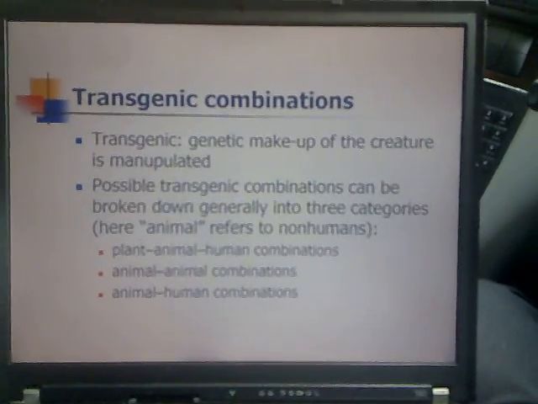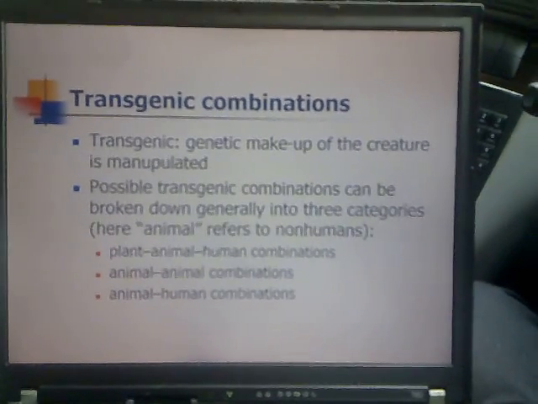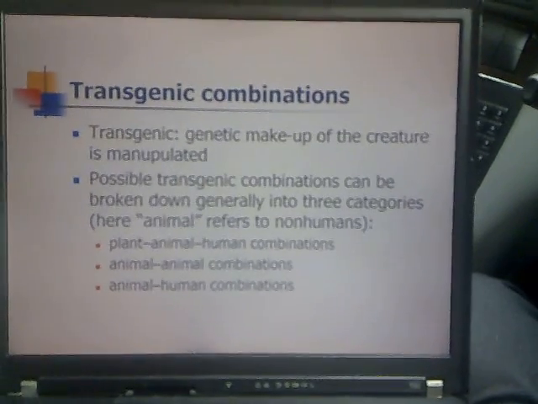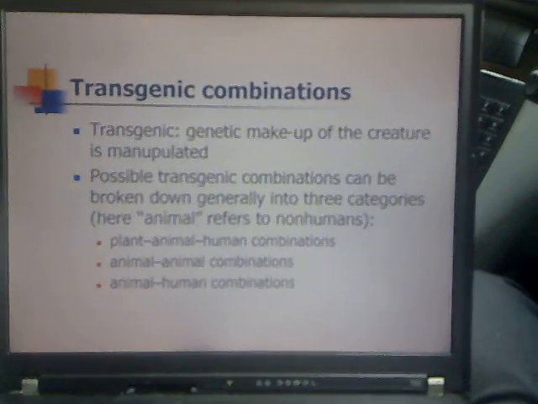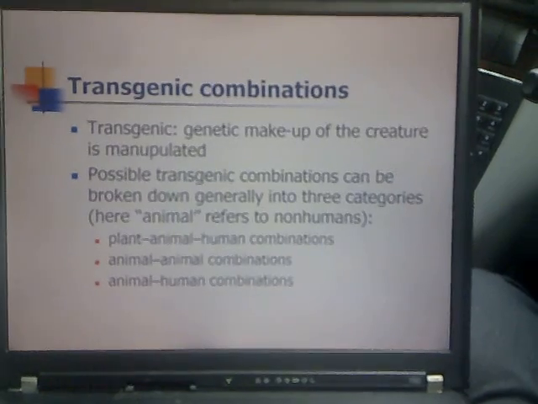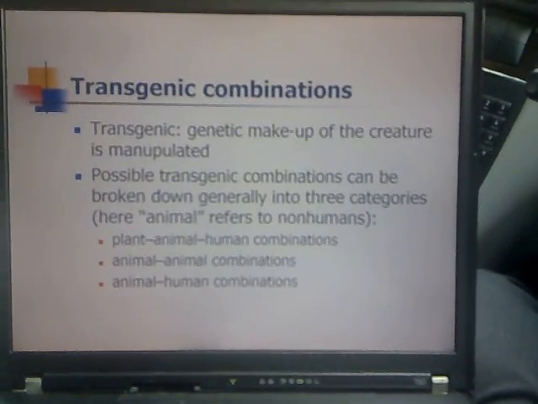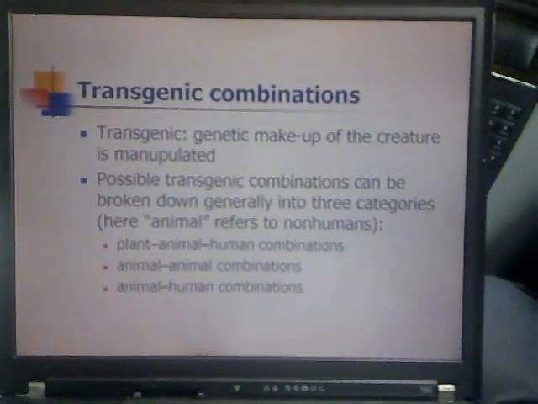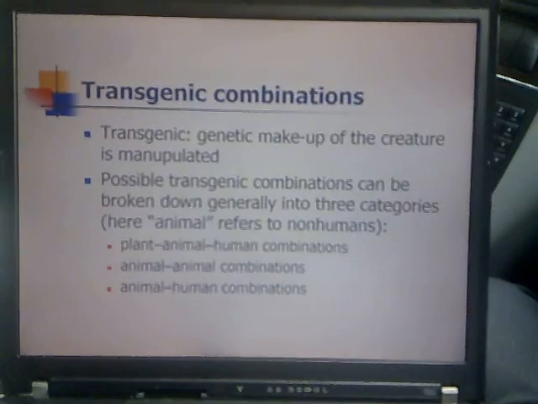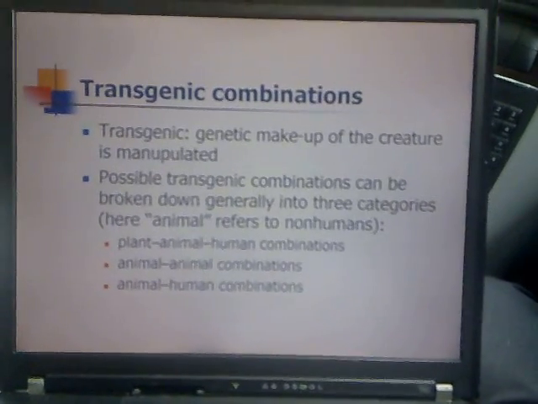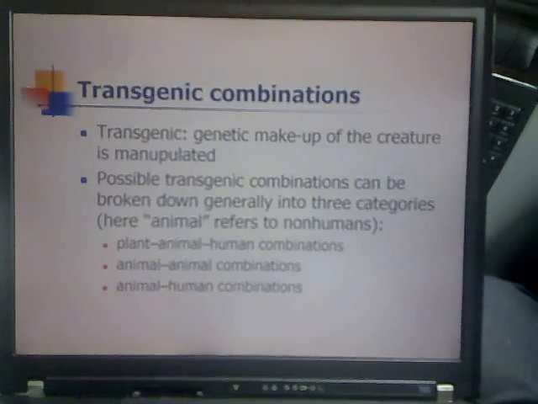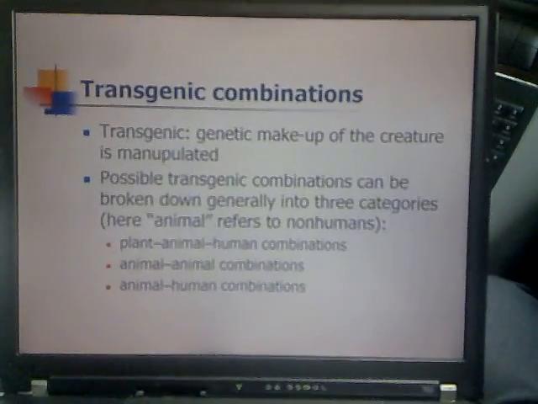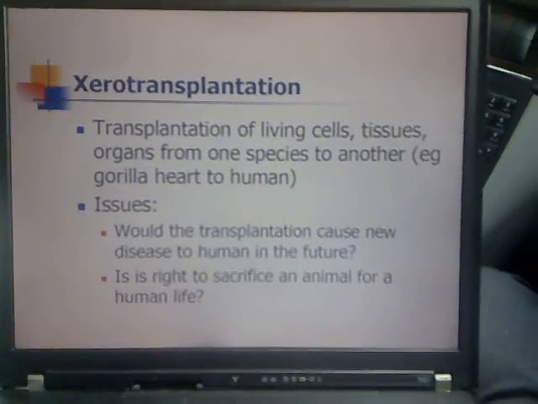A transgenic combination means that the genetic makeup of a creature is manipulated, and that can be through a combination of, sometimes, human, animal or plant. So there's a plant, animal, human combination. Sometimes there's an animal-animal combination, which means that you take a gene of one particular animal, you modify it, you insert it into the body of another animal. All right. And sometimes you even have an animal-human combination where you take a gene from the animal, modify it, and put it in the human itself. So these are what is called a transgenic combination.